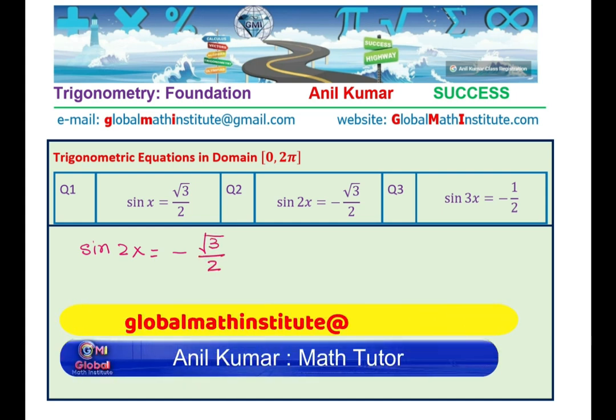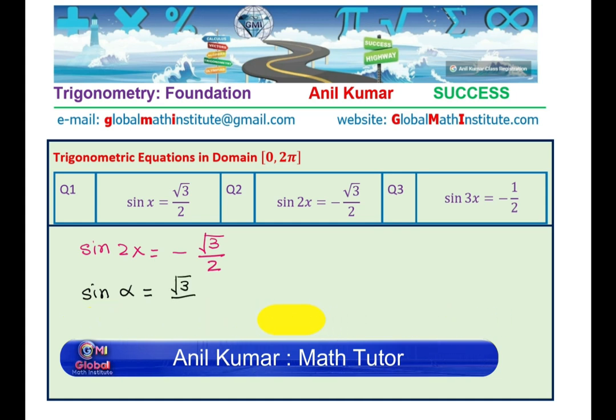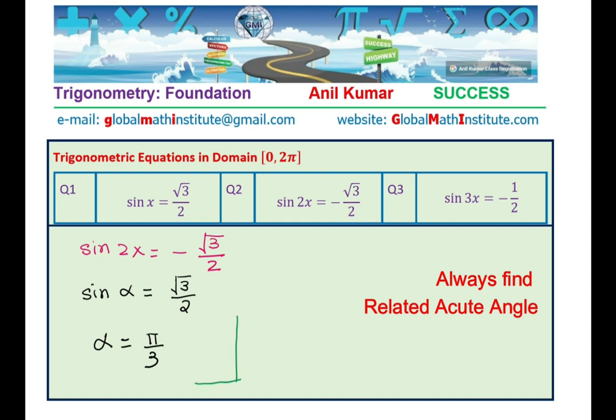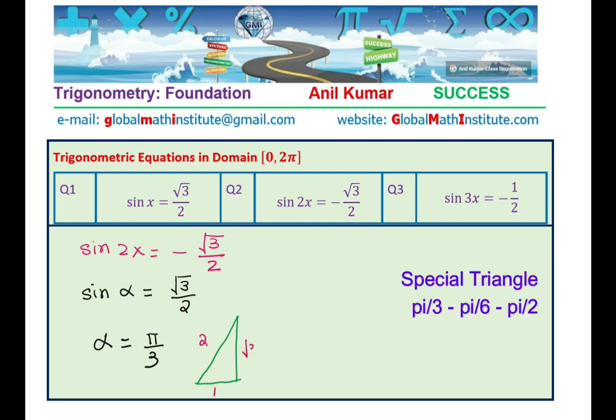The first step should always be to find the related acute angle. So we write sin alpha equals square root 3 by 2. Related acute angle means you are working in quadrant 1, so it has to be positive, right? And so we know that alpha is equal to pi by 3. There are many ways to know this, and the best is to use the special triangle as we took in the last case, where the sides are 1, 2, square root 3, and this right triangle has pi by 3. Makes sense. So we know that the related acute angle is pi by 3 for 2x.